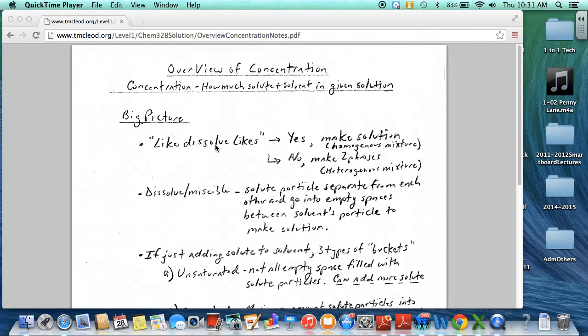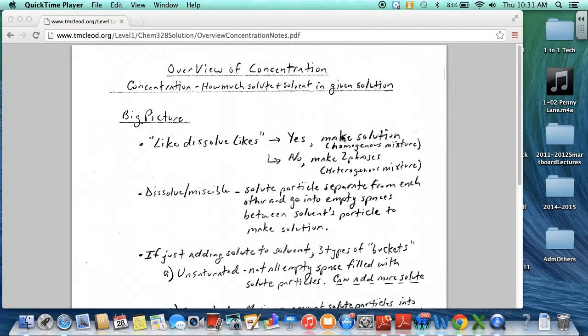Hello, this is a video on the overview of concentration. Concentration is the concept of how much solute or solvent is in a solution. So basically it's the recipe to make the solution.